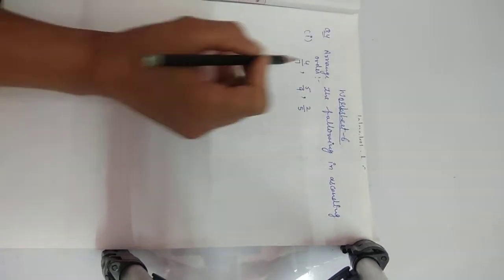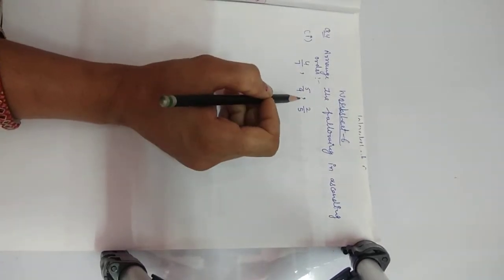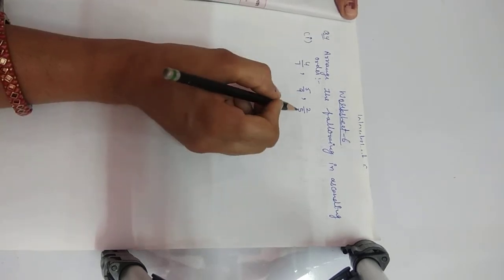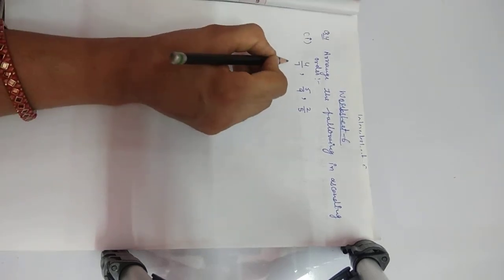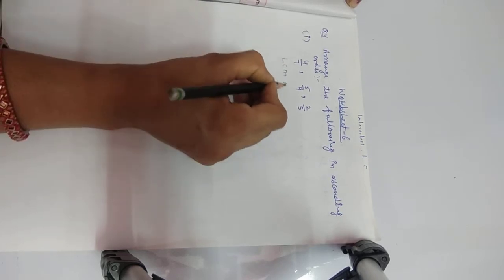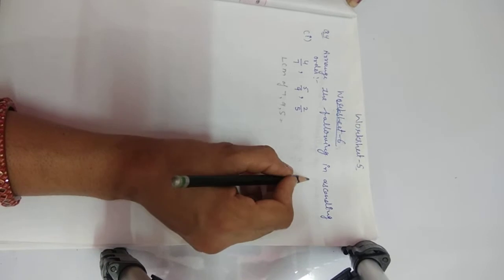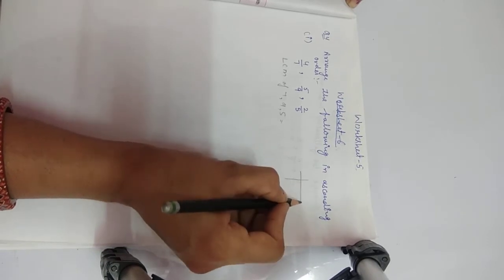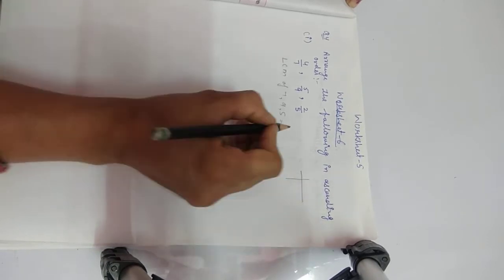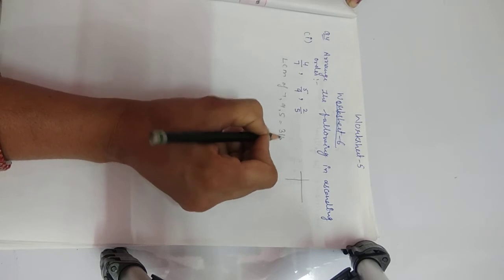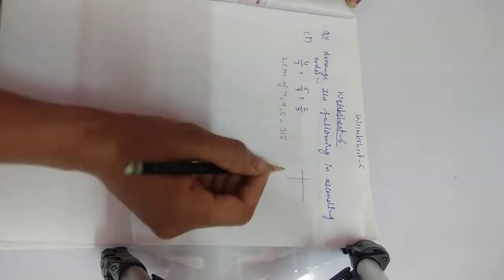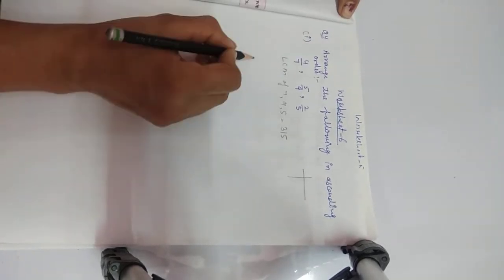We are given rationals. First we will take the LCM of the denominators. The denominators are 7, 9 and 5. We will take the LCM of 7, 9 and 5. You will solve it by the long division method that we did in the 6th class. The LCM will be 315 when you solve it.